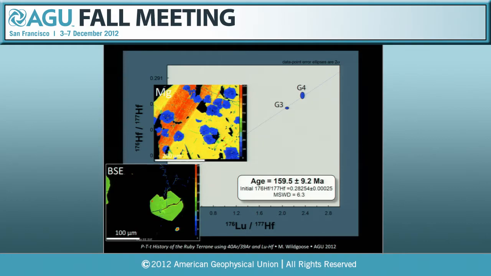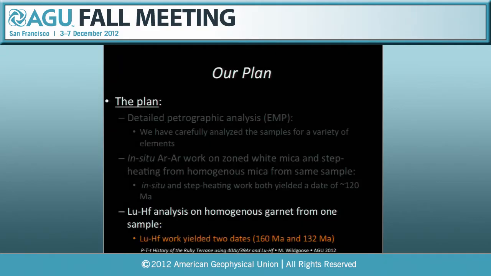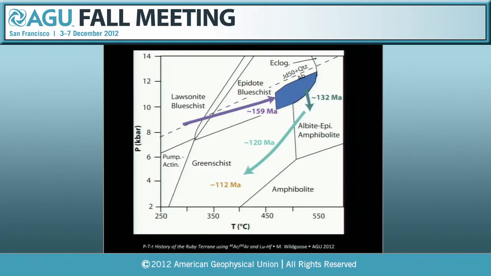But the other possibility is that we had garnet growth from 160 to 132 Ma. And that's what we're going to run with. So here we go. As we did lutetium-hafnium, we get two different ages.